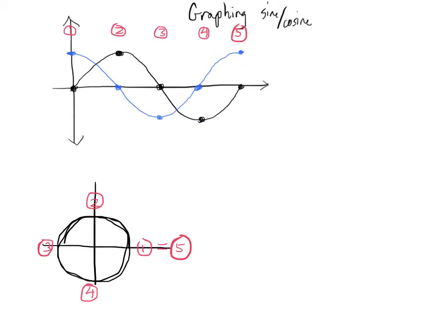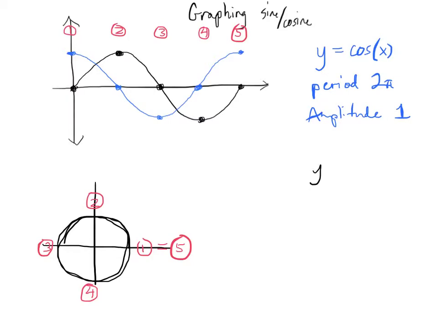Okay, so here we go. Let's label, the blue graph is going to be y equals cosine of x. So this has period 2 pi, amplitude 1, right? And ditto for sine. Right? Okay.